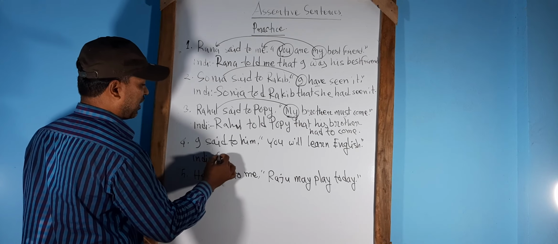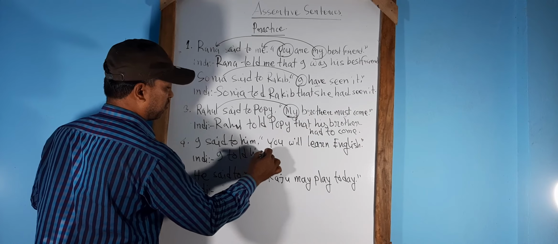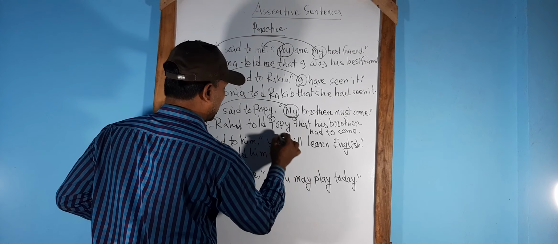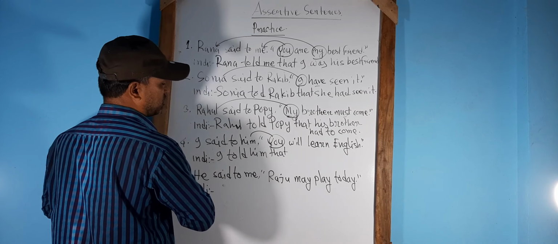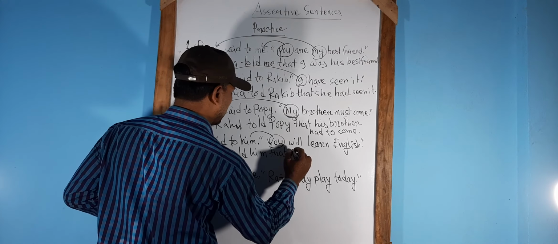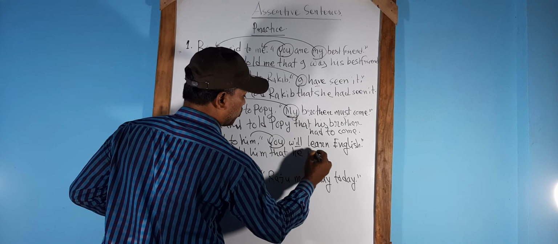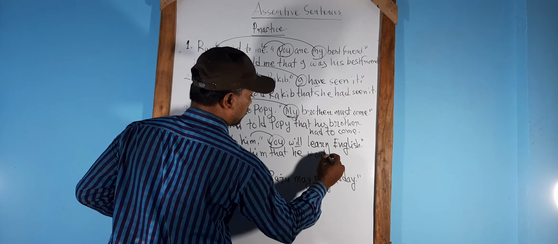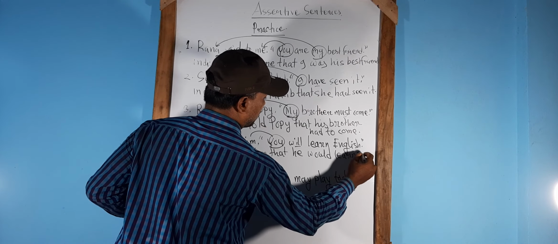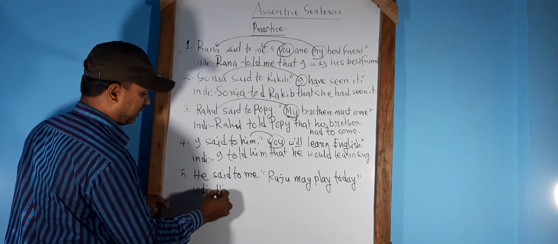Okay, now I come to number 4. Sentence number 4. I told him that. You will indicate the object of the repeating verb. Instead of you, there will be he. Will, that will change into would. Would learn English.